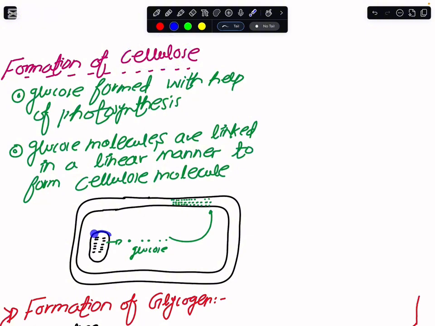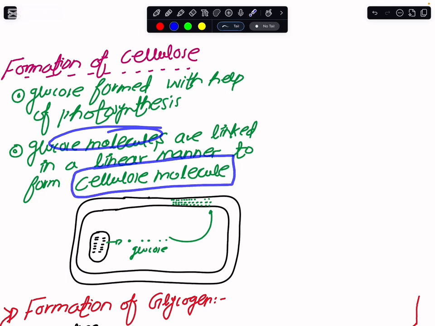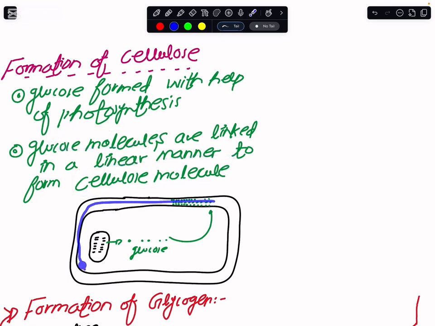So if I cause a chloroplast to make the glucose, and if these glucose molecules are linked in a linear manner or in the form of straight chains, ultimately we would make cellulose out of it. So if I take the glucose and link them in a linear manner, we would end up making this cellulose molecule, and the cellulose makes the cell wall of the plant.